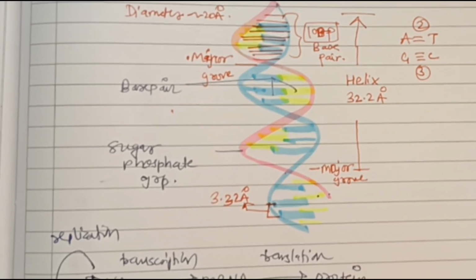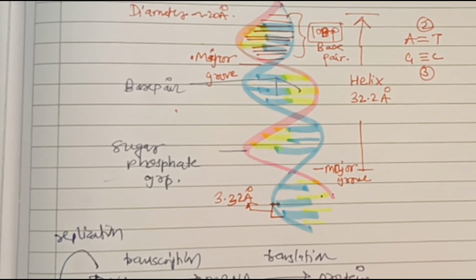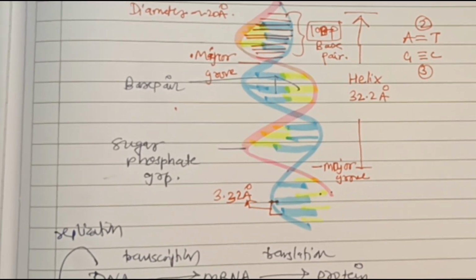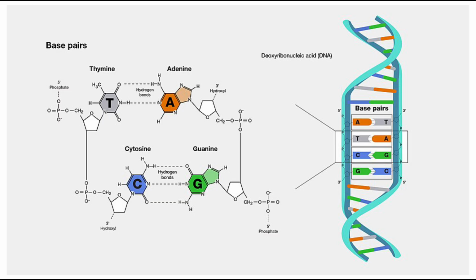Then other than that, as a result, the purine comes opposite to pyrimidine. So this is also important, which pair comes opposite to which one. So it has a uniform distance between the two strands of the helix. We can see the diagram of how it is.